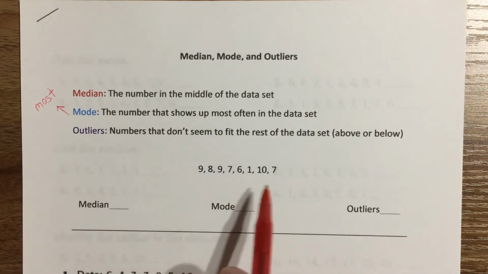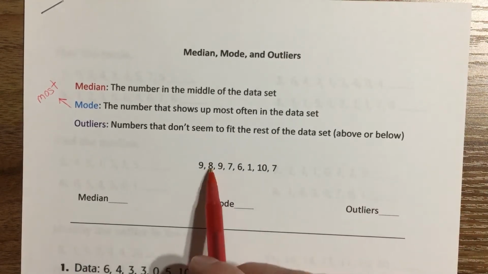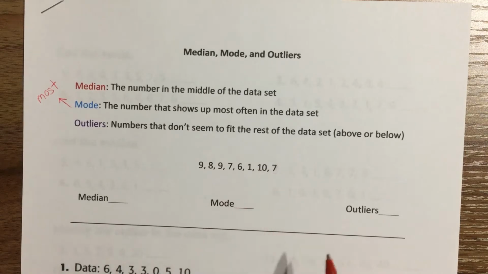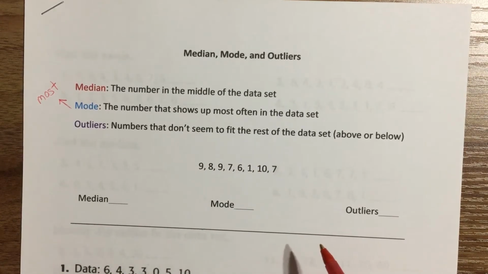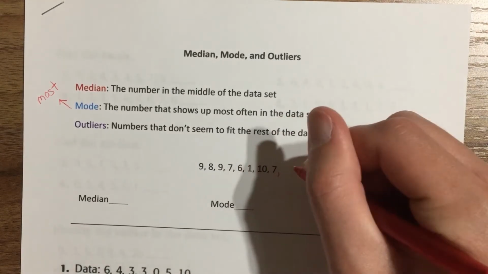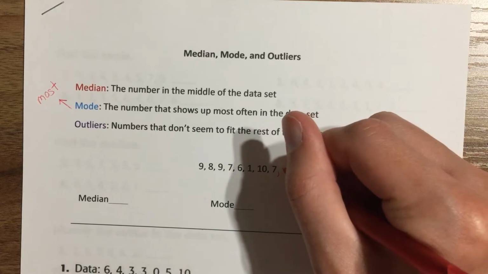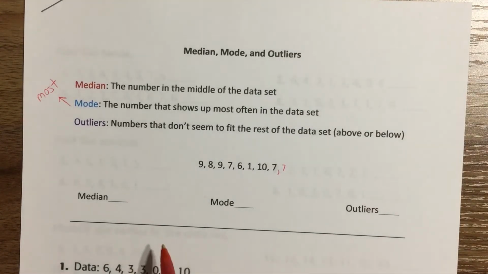So we have these data points right here. And we've got 9, 8, 9, 7, 6, 1, 10, and 7. Now, just to make this one easier, I'm looking at these. I'm going to add one more number. I'm going to add in one more 7. I'm going to throw a 7 in there. So now we have an odd number. You'll see why I did that in just a little bit.